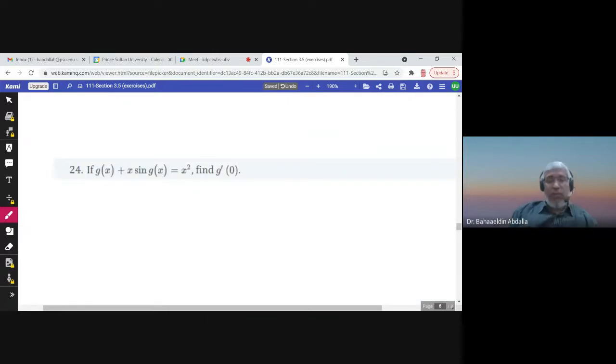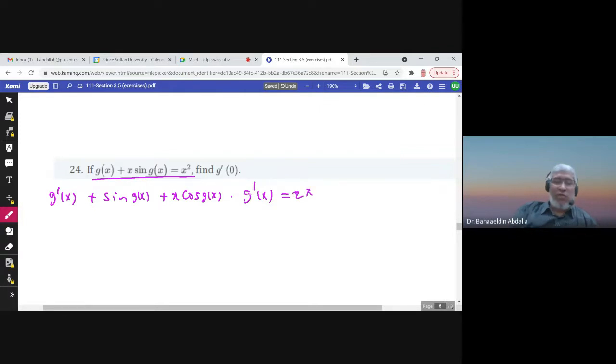Find g prime of 0. Well, I will find the derivative of this function with respect to x. So the derivative of g of x is g prime. And here I have a product. The derivative of x is 1 times sine of g of x, plus x times the derivative of sine, which is cosine. Cosine of g of x times the derivative of the inner function, so times g prime, equals the derivative of x squared, which is 2x.